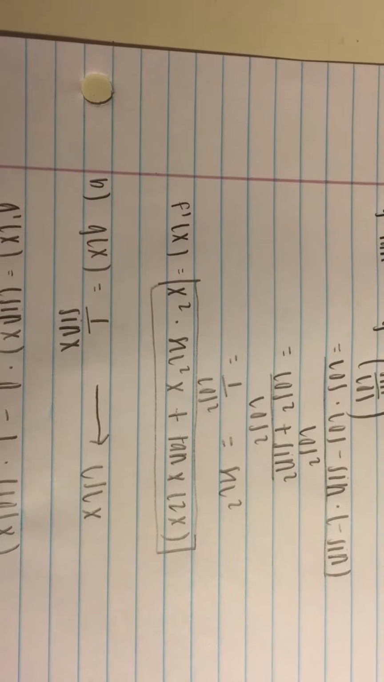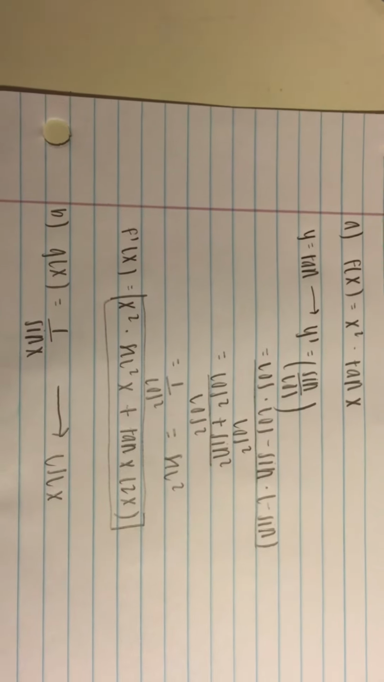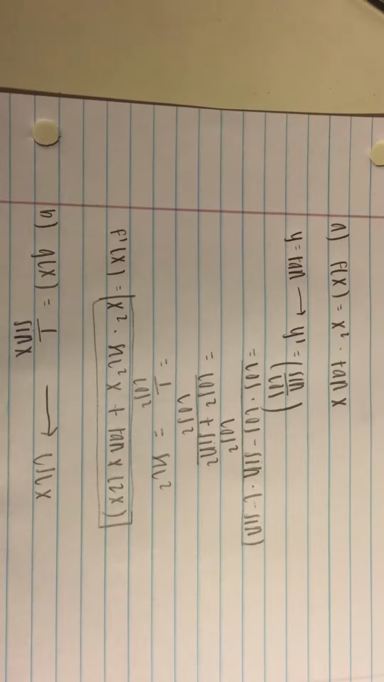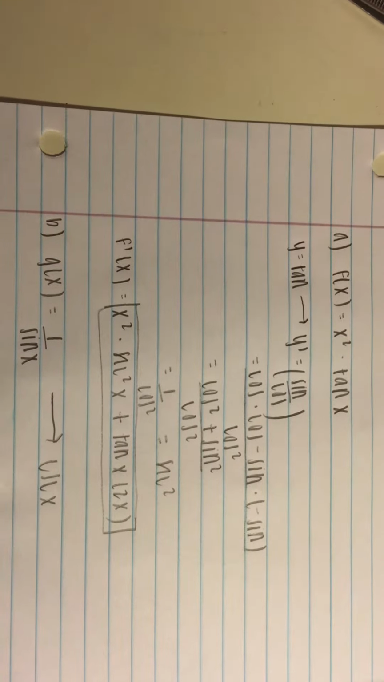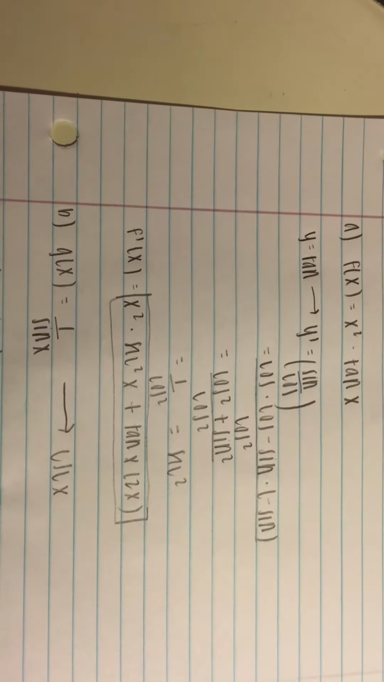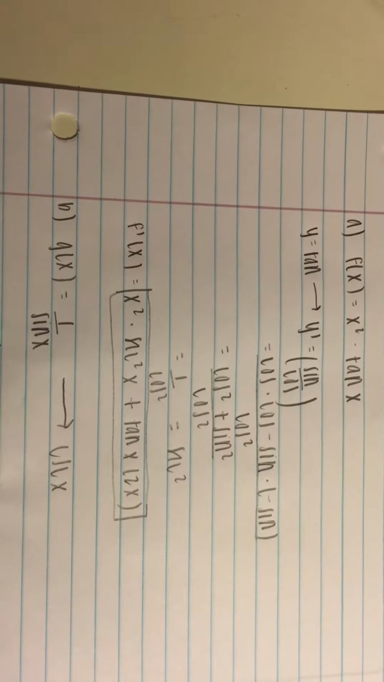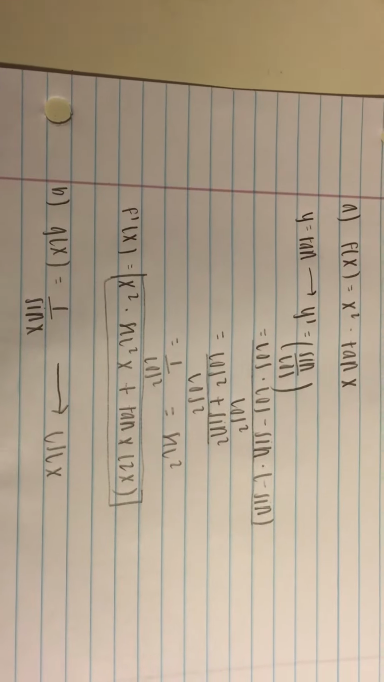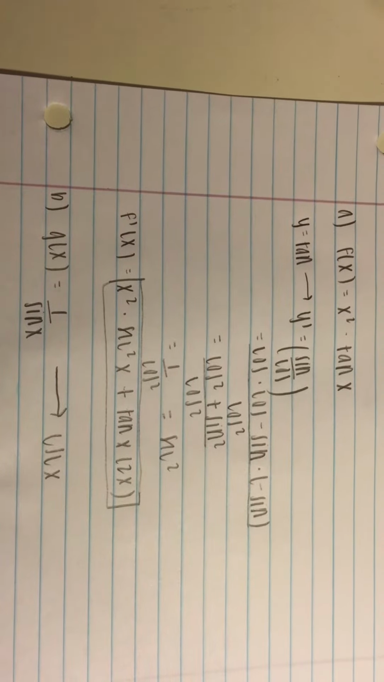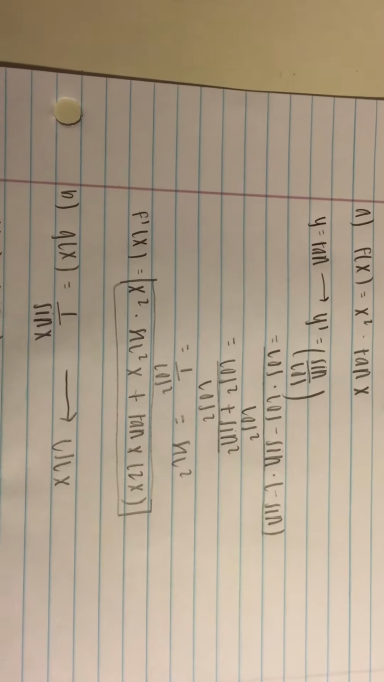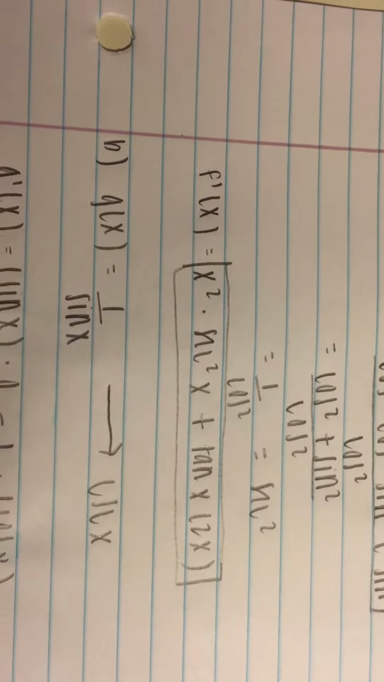And so when we use the product rule, we're going to take the first, which is x squared, times the derivative of the second. So the derivative of tan x equals secant squared x, plus the second, tan x, times the derivative of the first. And that will be 2x. And so this is the answer.